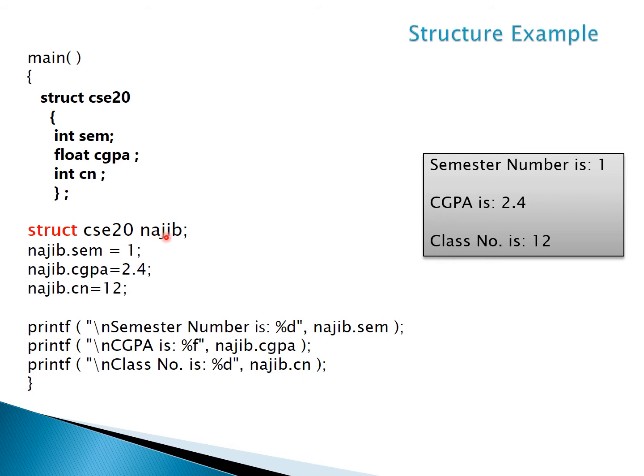We know that we have three parts of this variable: the semester or SEM, CGPA, and CN. So how do we use those members of this variable? We have the operator here, the dot operator or member-of operator. Najib dot semester, so semester is 1. This is the assignment operator, so you're familiar with the assignment operator. Then Najib dot CGPA, so the CGPA is 2.4 and the class number is 12. And that's how we access the members of the structure.